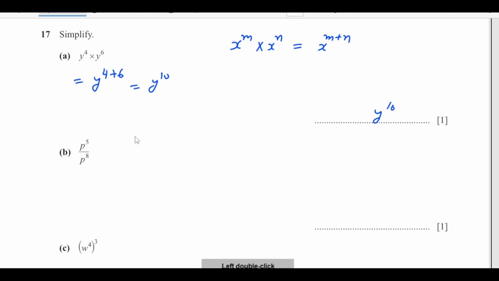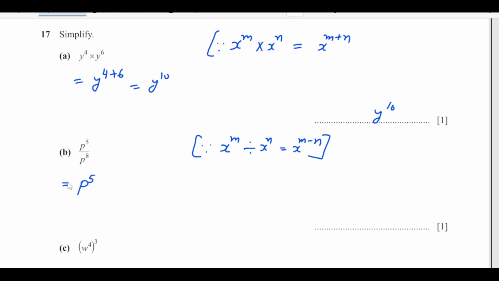Now, here again the rule is, when we have the same base, x^m divided by x^n, it gives us x^(m-n). Then we subtract the powers. So, we have here p^5 divided by p^8. So, we will write p^(5-8), that is p^(-3) in exponent, right.